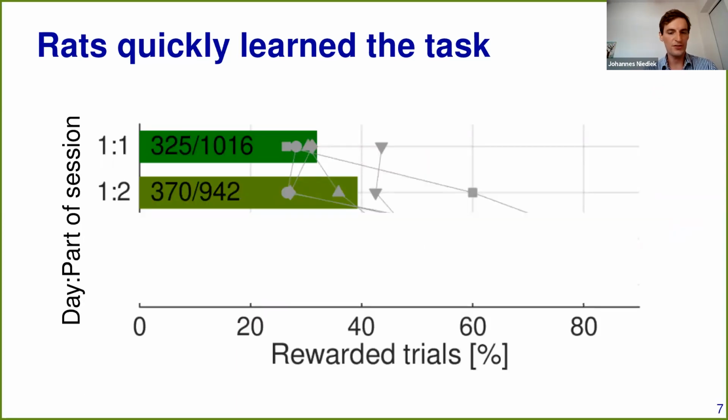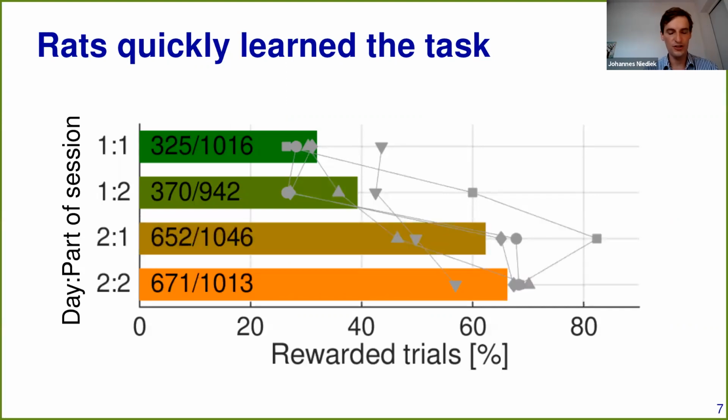And we quantified the success rate. So here you see bar plots for the first half of the first day and the second half of the first day. And on average, rats managed to successfully complete between 30 and 40% of trials. This means here that whenever there was food available, in 30-40% out of these cases, they actually managed to retrieve the food. And on the second day, this jumps up to over 60%. Every gray symbol here is an individual rat. There are 5 rats.